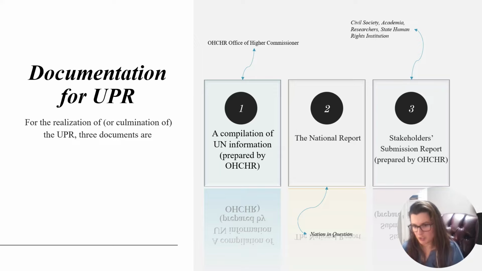Second is the nation's report. The nation's report is produced by the nation in question. In this case, it would be Algeria. Third is the stakeholder submission. Now that is a matter for another video, because that in itself is going to be a very, very long video. In theory, and I repeat, in theory, it's supposed to represent civil society. It's supposed to be the voice of civil society in the mechanism. Let's move on forward.